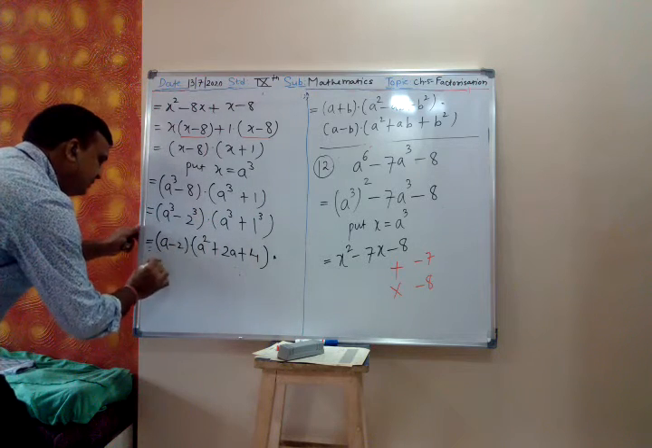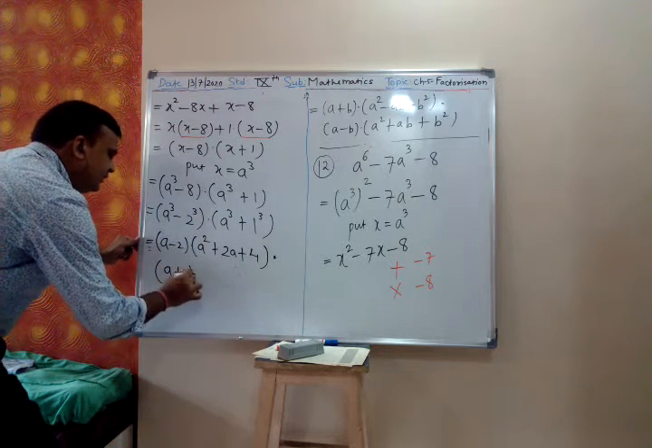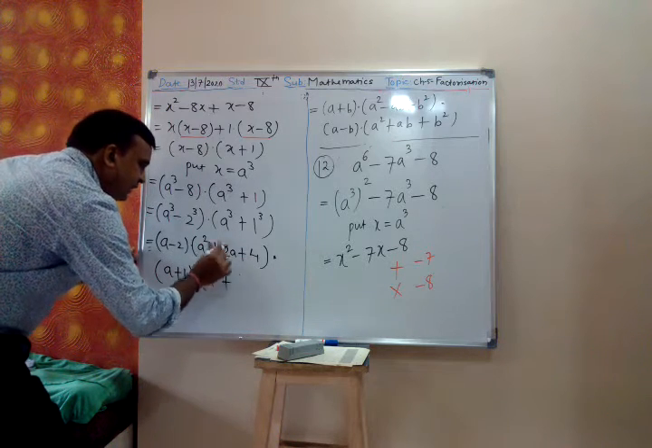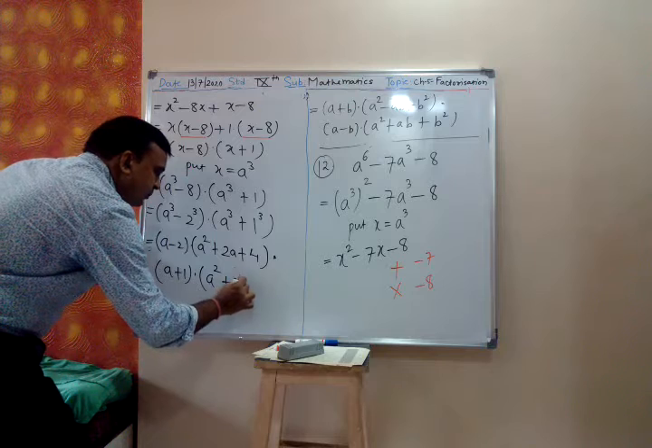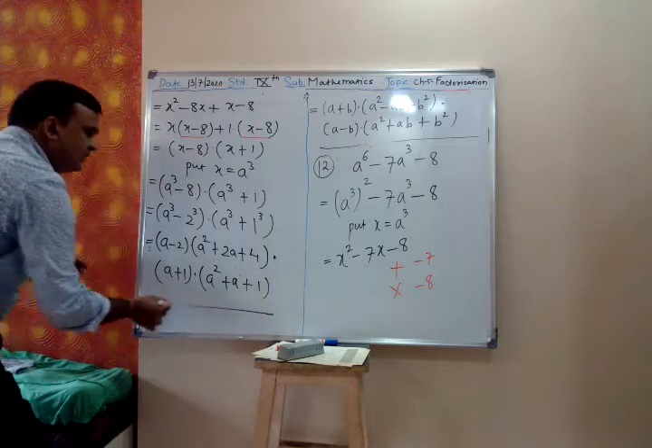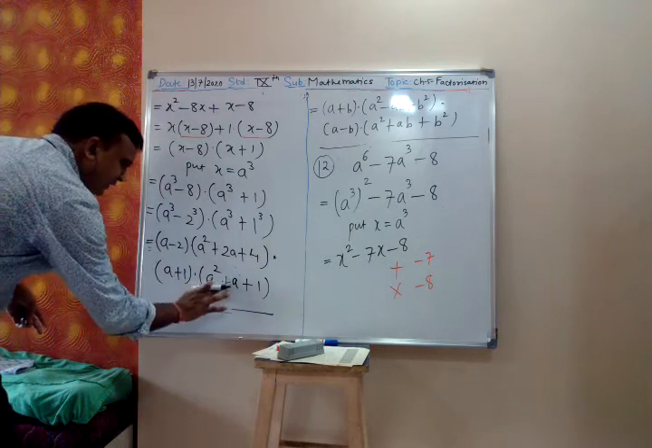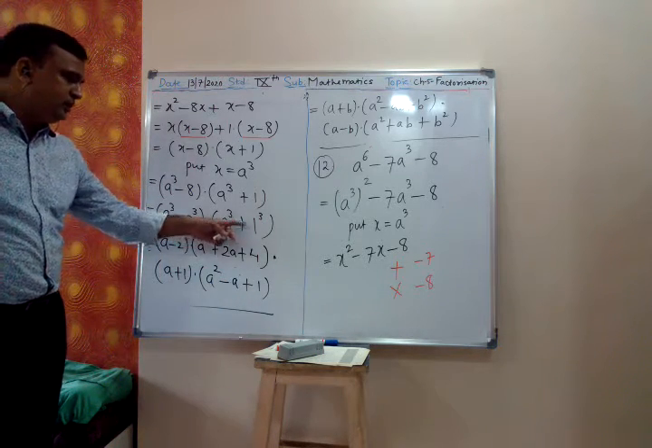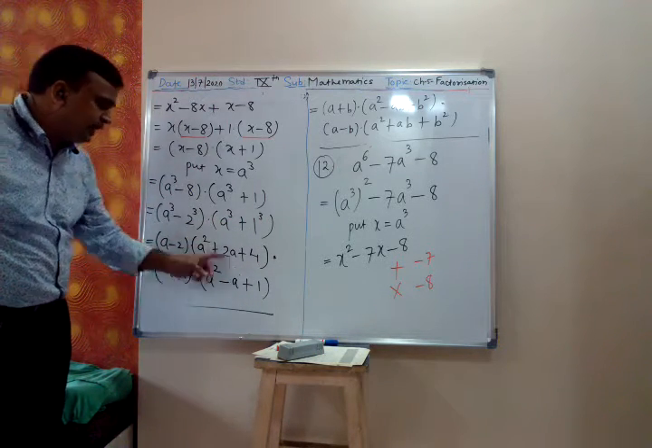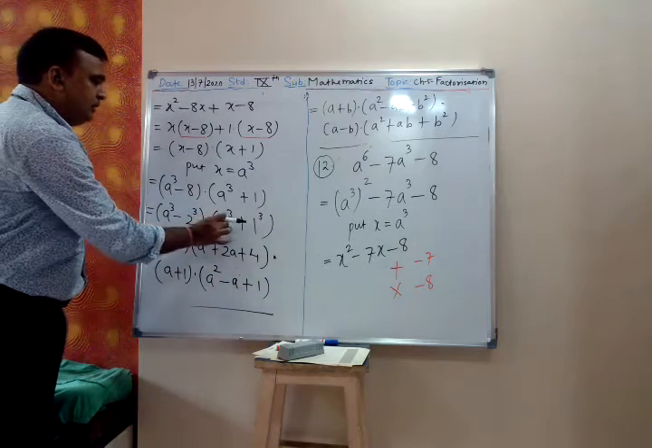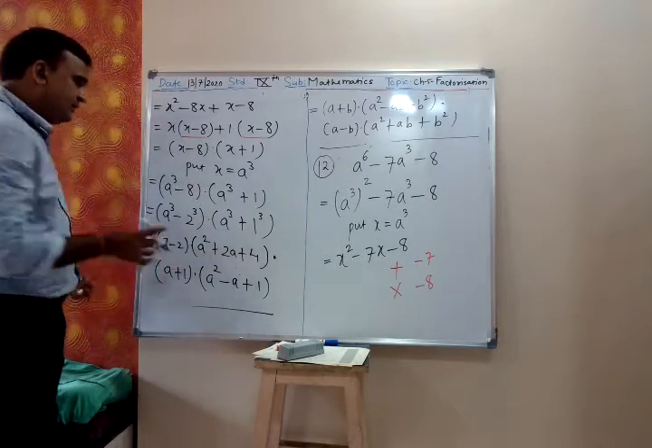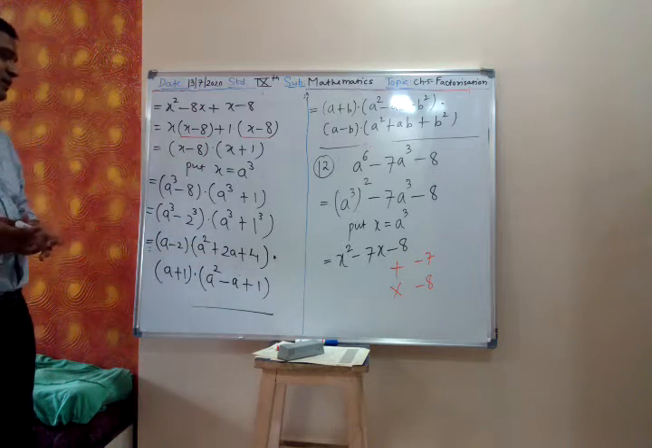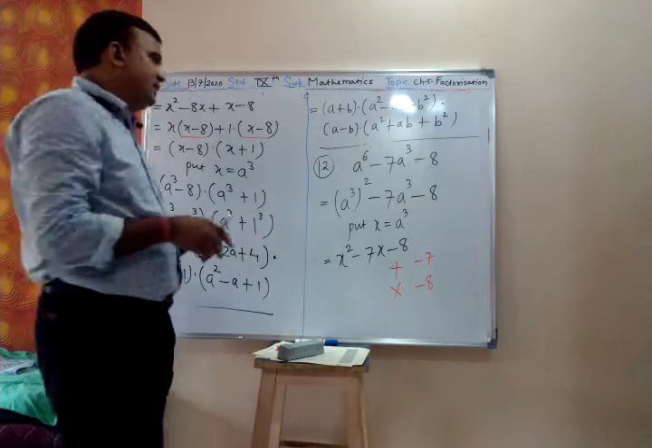a cube plus b cube is a plus b, a plus 1 into a square, then plus a into 1, a, plus 1 square is 1. And how minus? That is minus a. What is that formula? a cube plus b cube is a plus b into a square minus ab plus b square. So it is minus a into 1 minus a. If it is minus, it is plus. If it is plus, it is minus along with the ab term. And this is the answer.